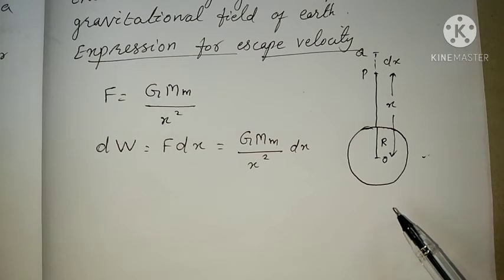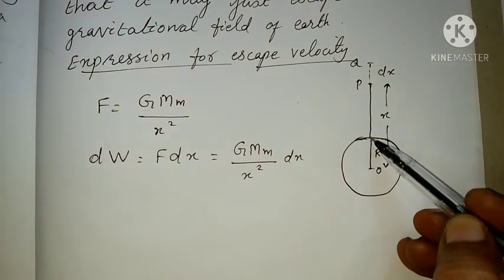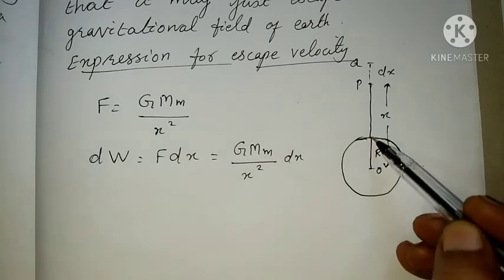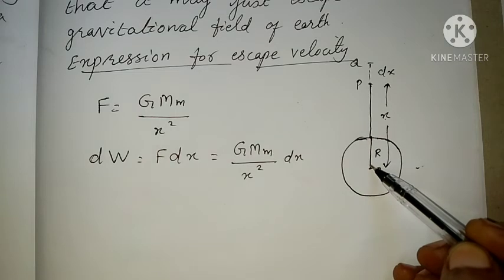Then the total work done in moving the body from the surface of the earth, at that time x equal to capital R. If the body is at the surface, then x is equal to capital R.